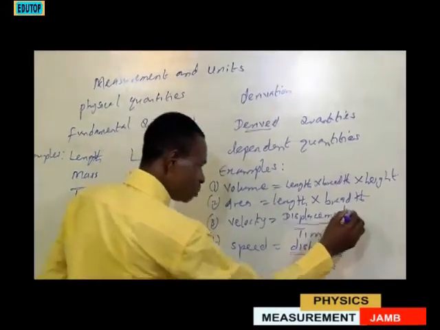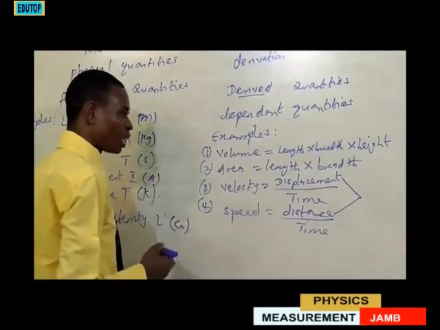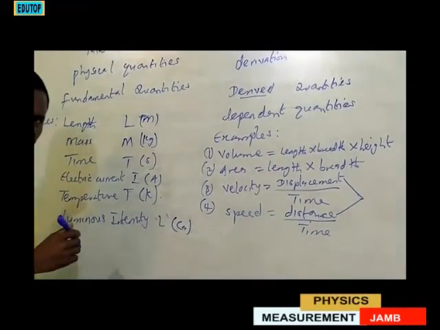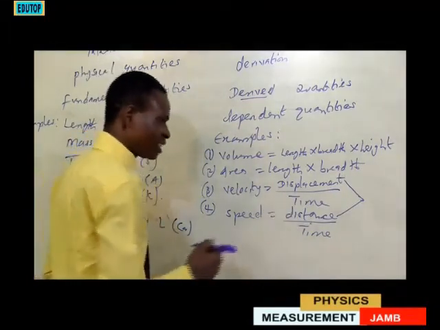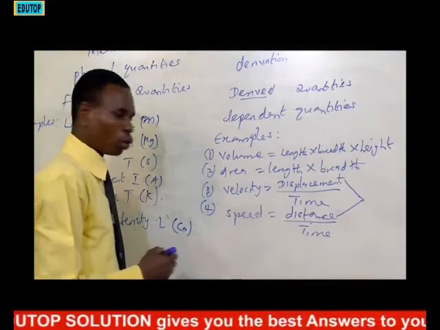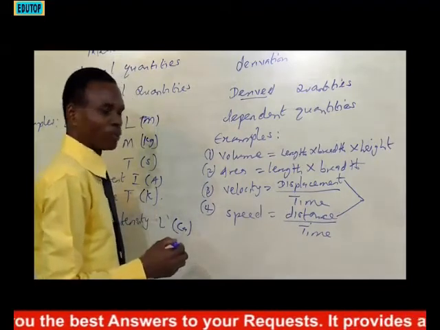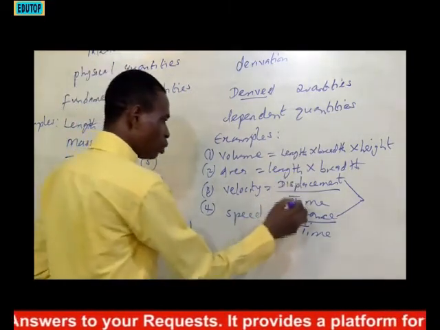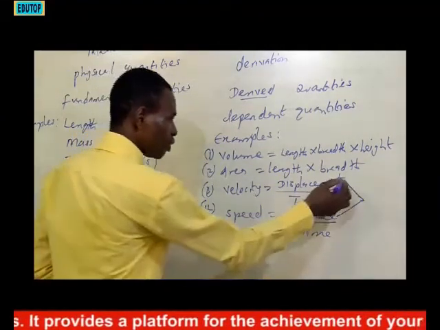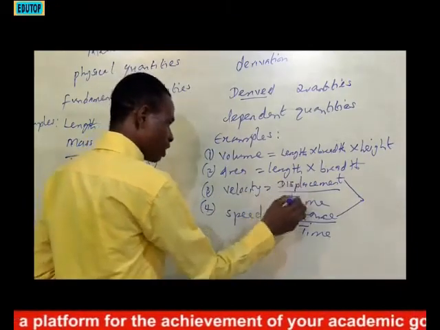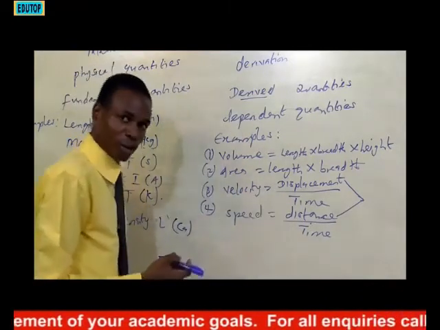What is the difference between displacement and distance? Both of them can be referred to as a distance, but displacement is a vector quantity, while distance is a scalar quantity. If we are to define displacement, we say distance traveled in a specified direction. When we get to scalars and vectors, you will understand better. For now, velocity is displacement over time, speed is distance over time, and that is how derived quantities are formed.